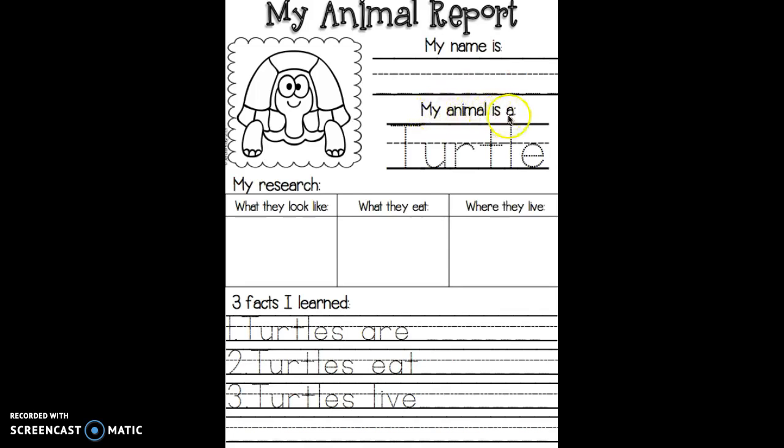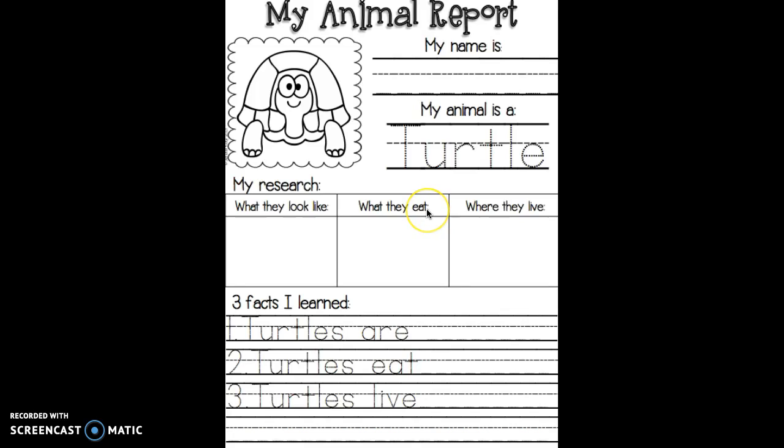My animal is a... Here you're going to trace the word turtle. Okay, now that you've traced turtle, let's share what you learned in your research when you were listening to the book today. My research, what they look like. In this box, you get to draw what sea turtles look like.